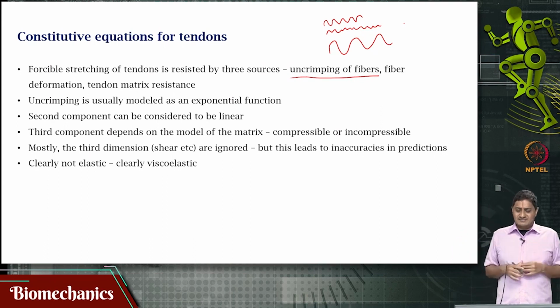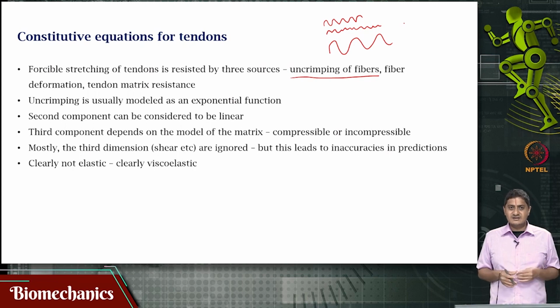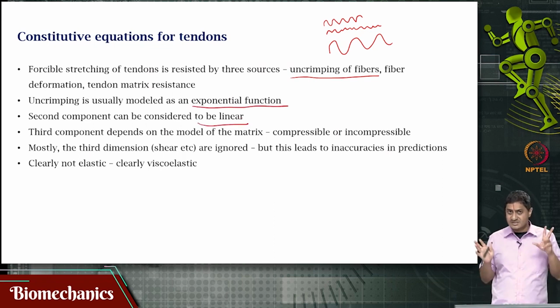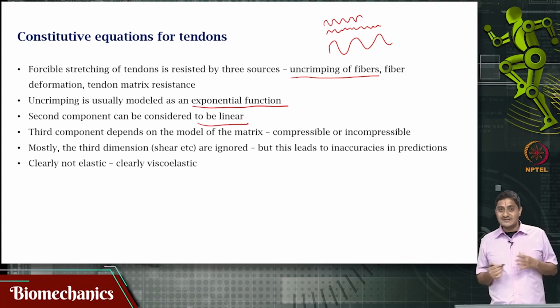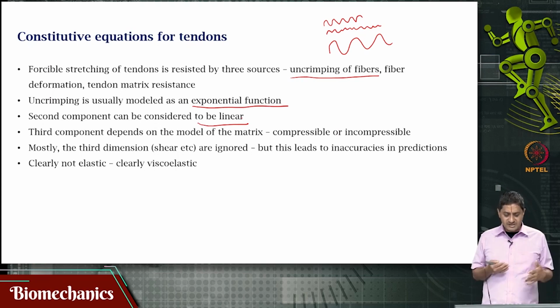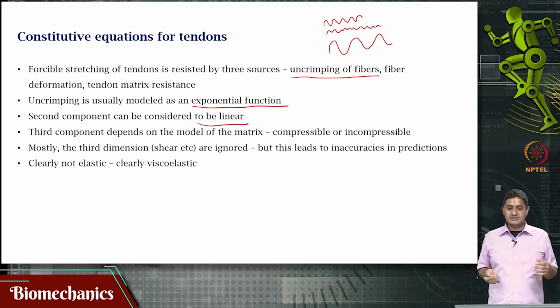Well, one thing is clear, that tendons are not elastic and they are clearly viscoelastic. Why? You are having this exponential function and a somewhat linear function, so you are going to have a viscoelastic behavior. As with many other biological materials, tendons are viscoelastic materials, but here we try and delineate the sources of this viscoelasticity, or the sources of this non-linear elasticity.